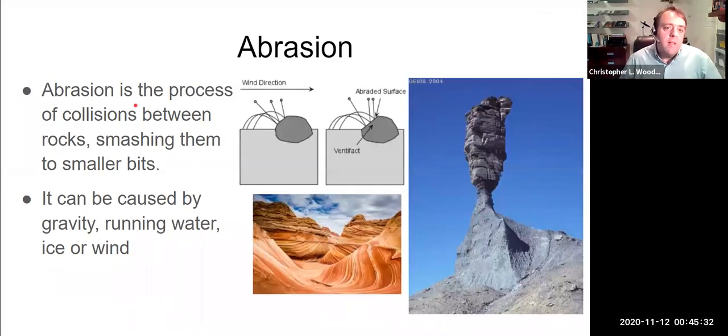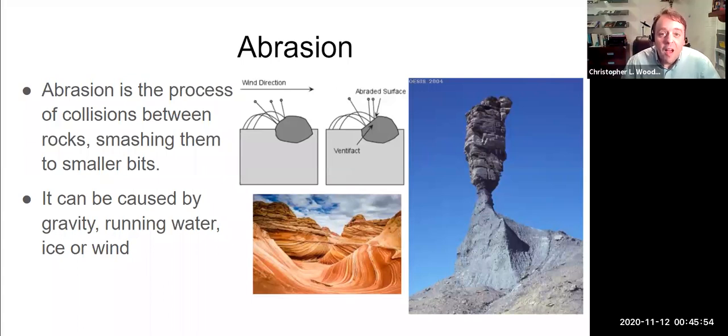Abrasion is the process of collisions. So rocks smacking into each other, smashing them into smaller bits. Again, you're not changing it chemically, you're just, bam, breaking. Abrasion can be caused by gravity as things roll downhill. Running water will carry sediments and other pieces of rock.